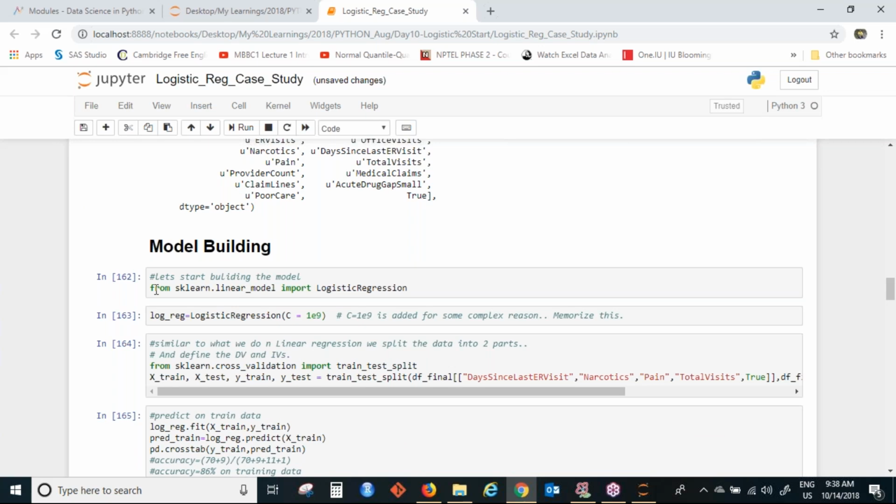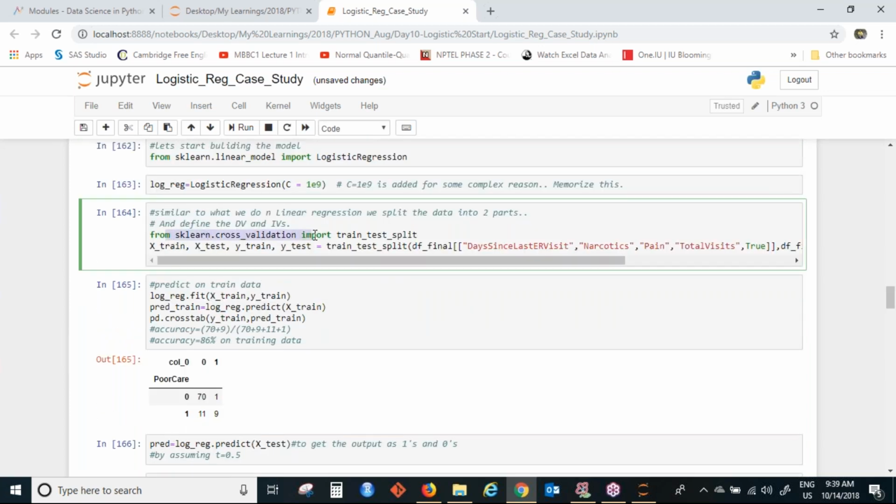So you see what I have written here? From sklearn.linear_model import LogisticRegression. If you remember what you did in linear regression, instead of logistic, you wrote linear regression there. All other things remain the same. Just this has changed from linear regression to logistic regression.